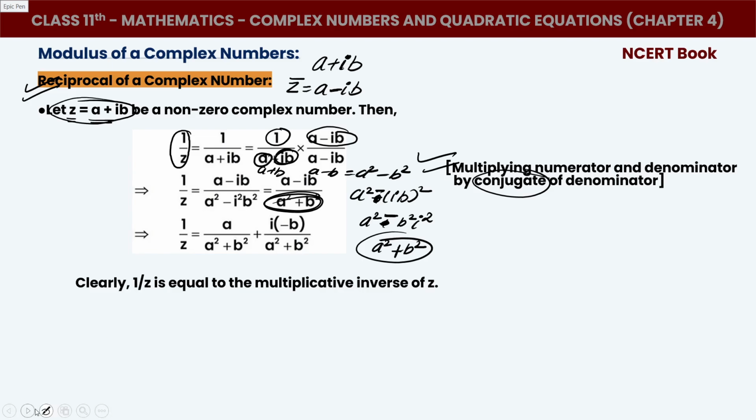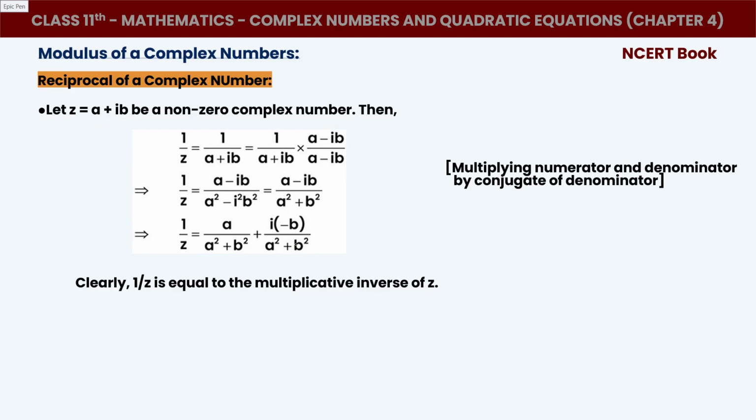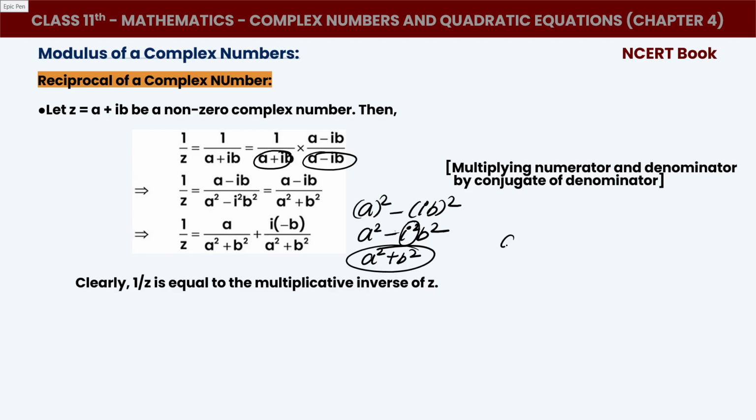Again I am telling that if you have this in the denominator, you multiplied this by this, right? So this is a whole square minus (iota b) whole square. So it is a square minus iota square and then b square. The value of iota square is negative, negative into negative is positive, so plus b square, right friends? Now here we have a minus iota b as our numerator, and the denominator is a square plus b square.